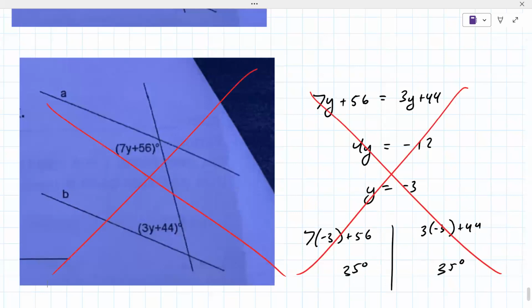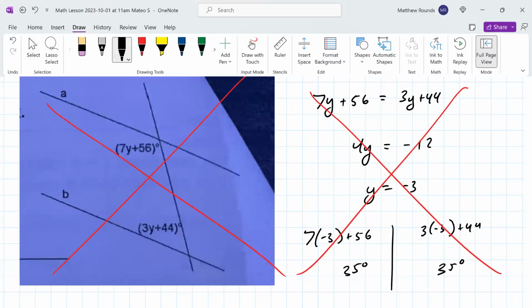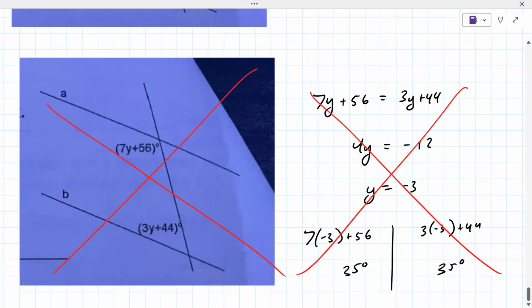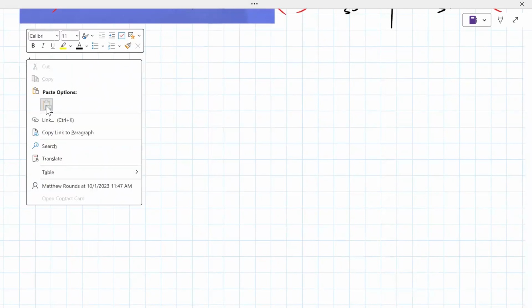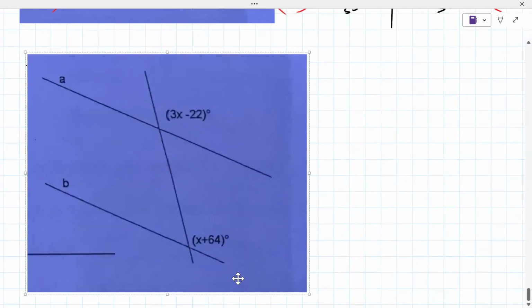So it's really important from the beginning to make sure you know whether the angles are congruent or whether they add up to 180. If they're congruent, that's fine, you just set them equal, but make sure you know why they're congruent or why they add up to 180. Got it. All right, so there's a new problem. Let's make this our last problem. Are they congruent or do they add up to 180?